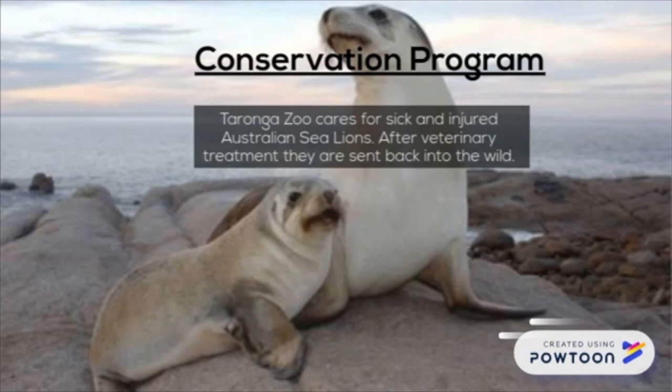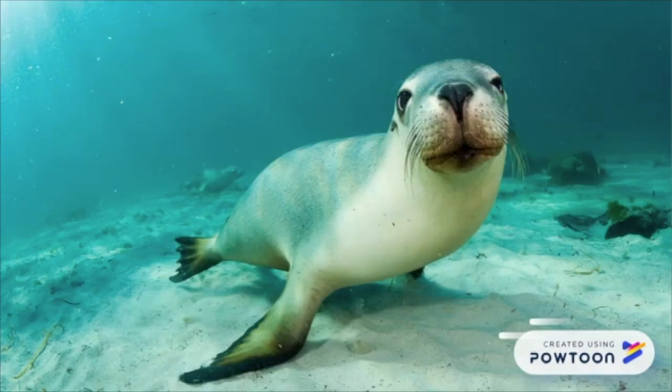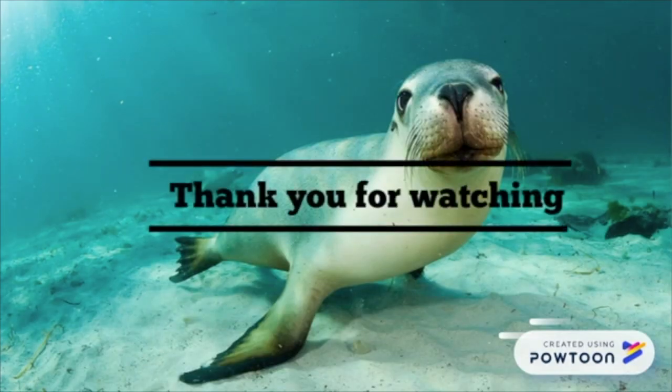Conservation program. Taronga Zoo cares for sick and injured Australian sea lions. After veterinary treatment, they are sent back into the wild. The National Parks and Wildlife Service on Kangaroo Island in South Australia is working to protect the Australian sea lion. They do this by restricting visitors to boardwalks along the cliff tops, where they can still view the sea lions without disturbing the area.